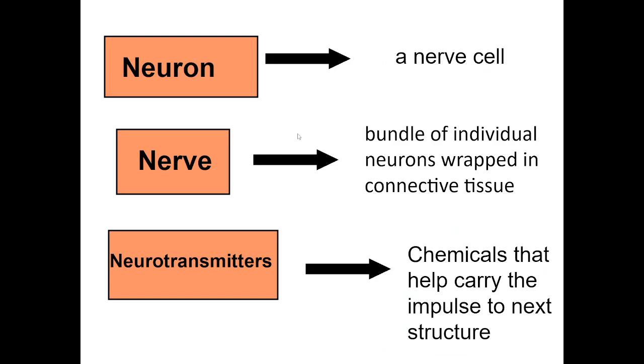Neuron is the nervous cell. Nerve is a bundle of individual neurons wrapped in connective tissue, and neurotransmitters are chemicals that help carry the impulse to the next structure.